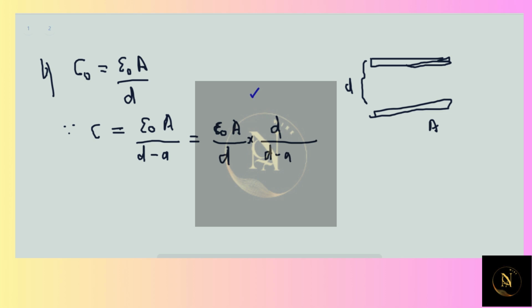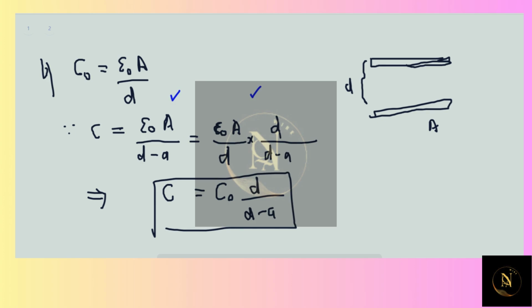So this expression and this expression are equivalent, and this gives me C equals, so epsilon naught A over d is nothing but C naught, times d divided by d minus a. And this is the answer for the second part of the problem. So the equivalent capacitance C equals the capacitance when we do not have the metal slab, which is C naught, times d over d minus a.